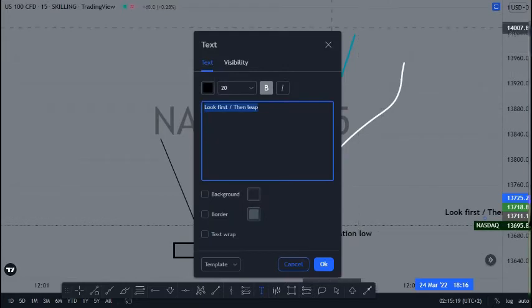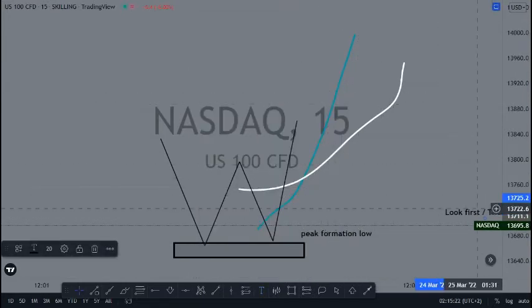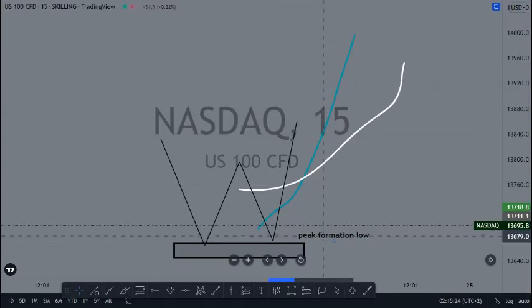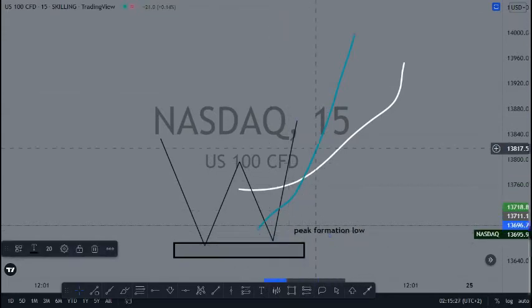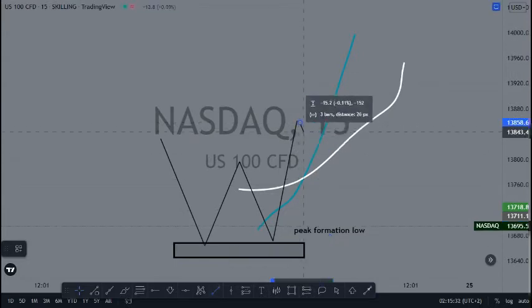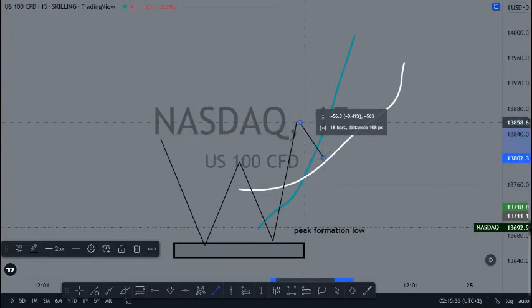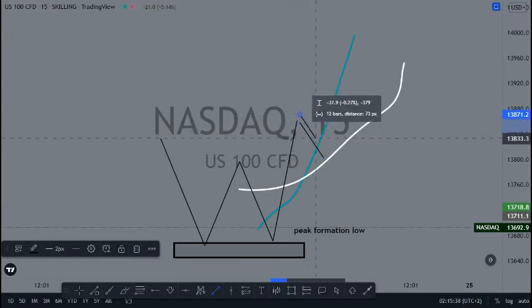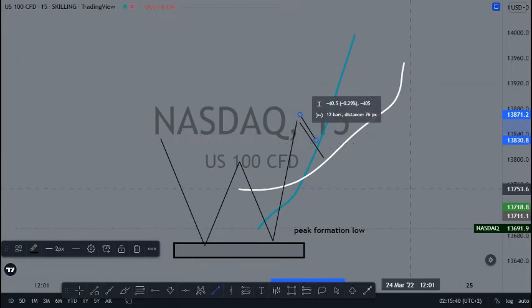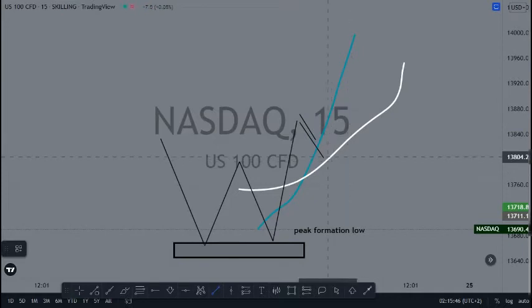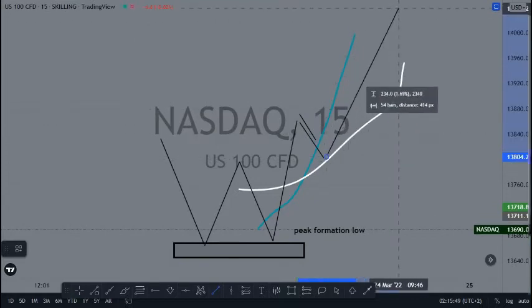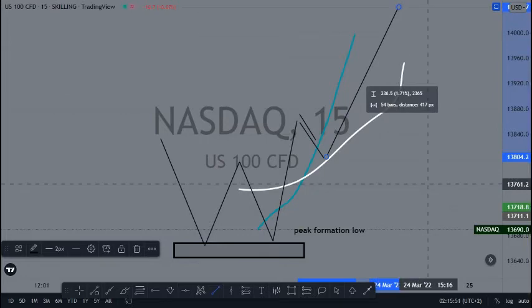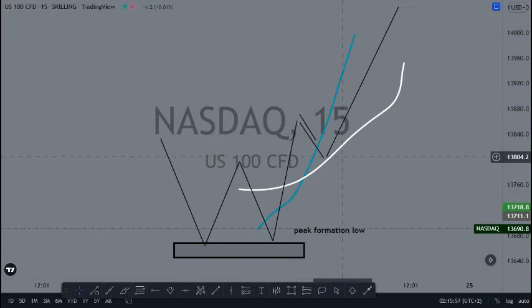So after my peak formation low, I will wait for the market to shift back into the range, and then I wait again for the market to come to this 200 EMA, or to the 50 EMA, and then the market will shoot back up into the range. So this is the pattern that we saw. So this is our entry.